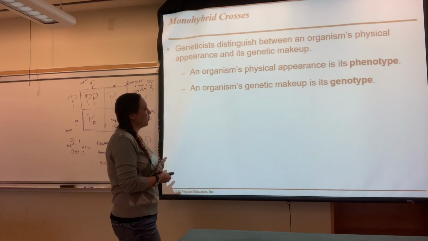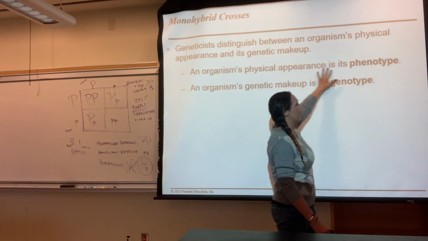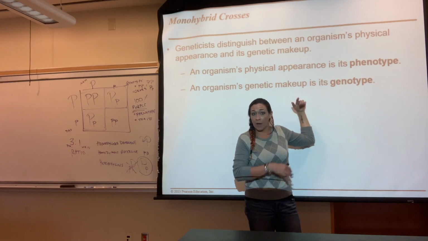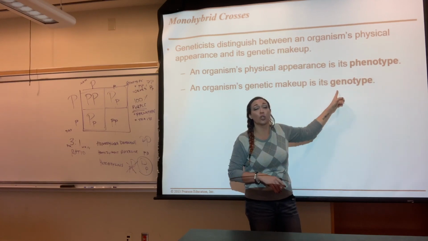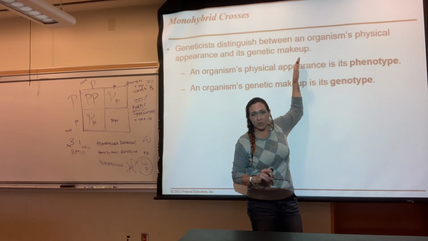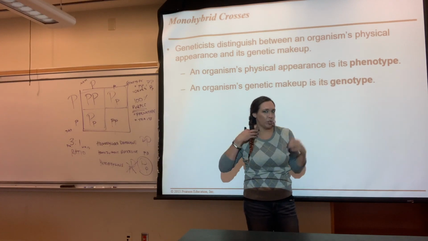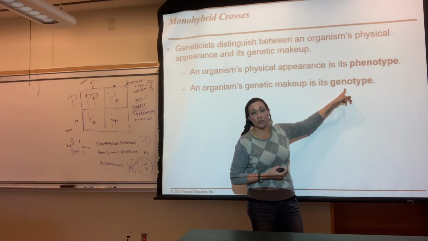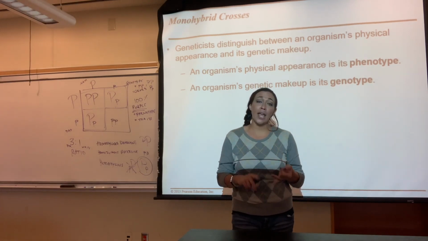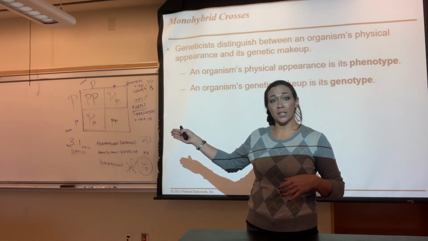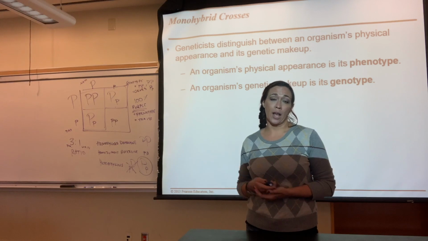Okay, so remember that your physical appearance is the phenotype. Your genetic makeup, or what alleles you have, capital, lowercase, whatever, those are your genotypes. Phenotypes are physical traits: are you purple? Do you have brown hair? Do you have the widow's peak? Do you have freckles? Genotype: are you capital A capital A, capital A lowercase a, or lowercase a lowercase a? Meaning, are you homozygous dominant, homozygous recessive, or heterozygous?